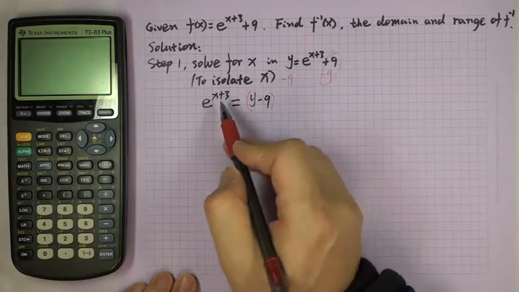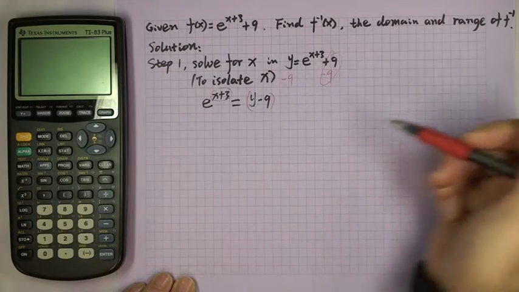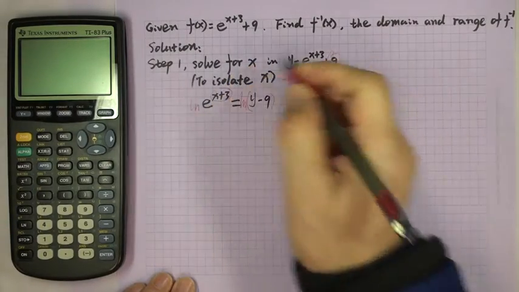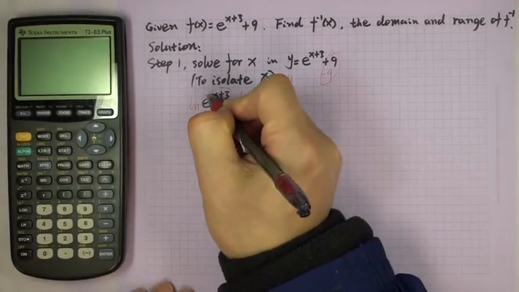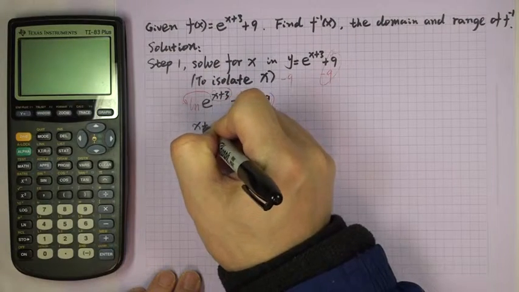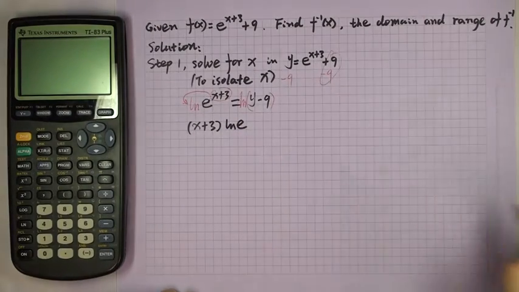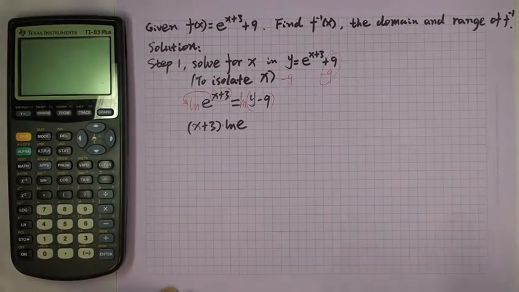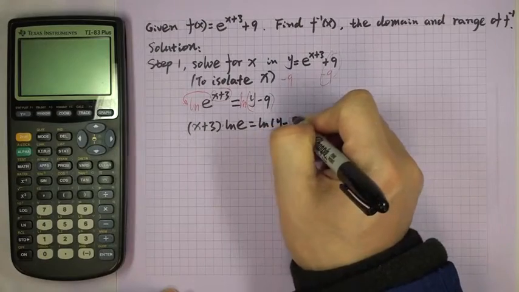It's up to this far because the variable is an exponent. We would like to move x plus 3 down. How to move it? Take the natural log of both sides. If you choose natural log, then the exponent x plus 3 goes down. Between x plus 3 and natural log e is multiplication. That's the left hand side. The right hand side is natural log of y minus 9.